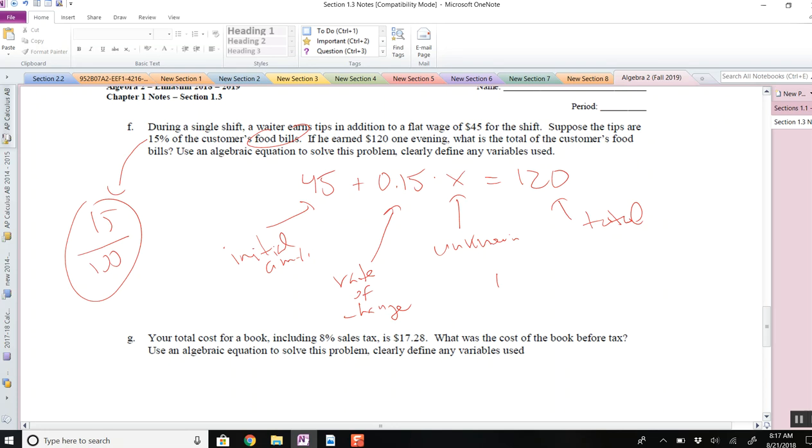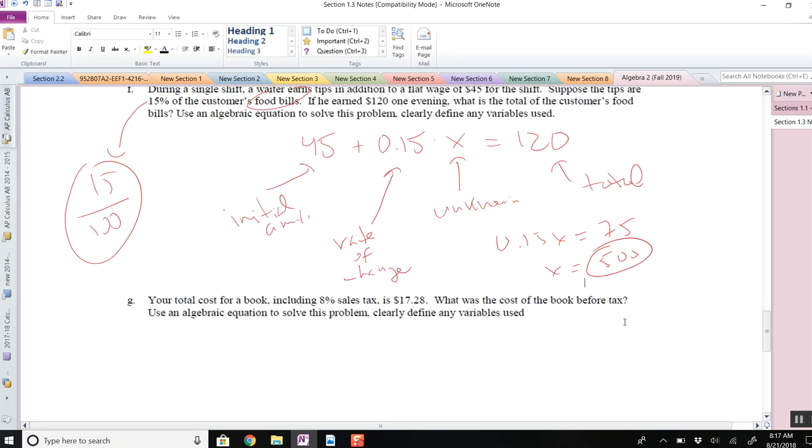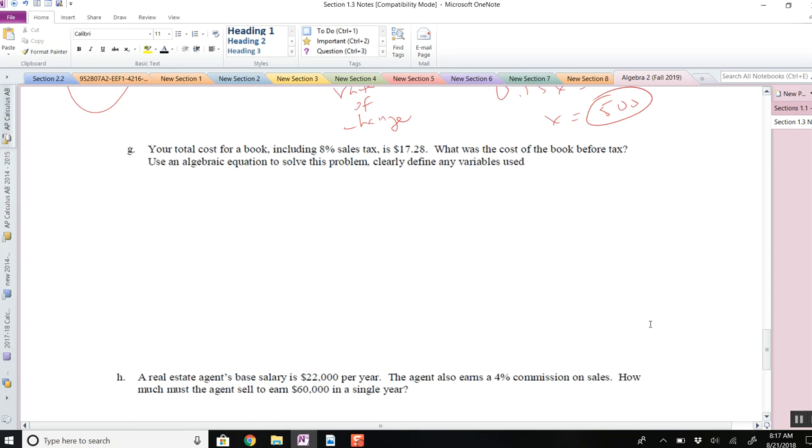Of course, you can work it out. 0.15x equals 75, I think. And if you solve for x, I think you sold about $500 in food. So not a bad night, $120. Well, not enough to live in the Bay Area, but anyway, for G.